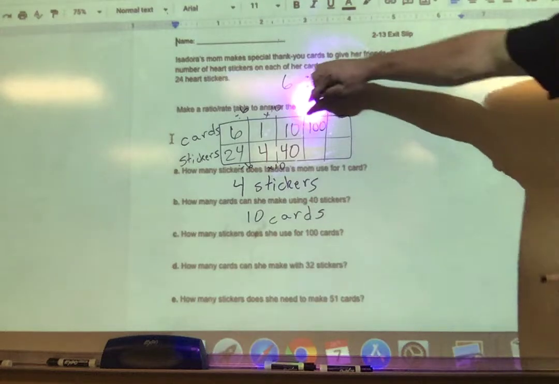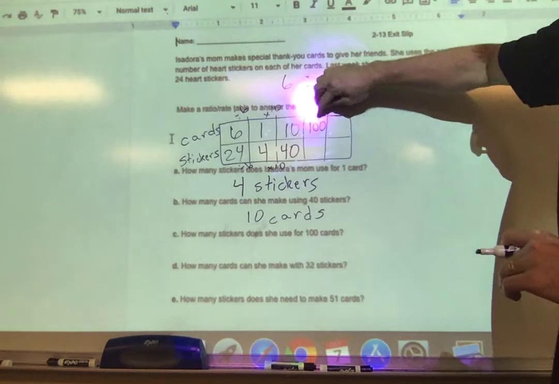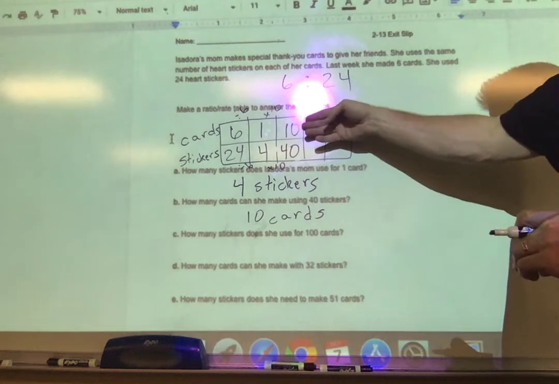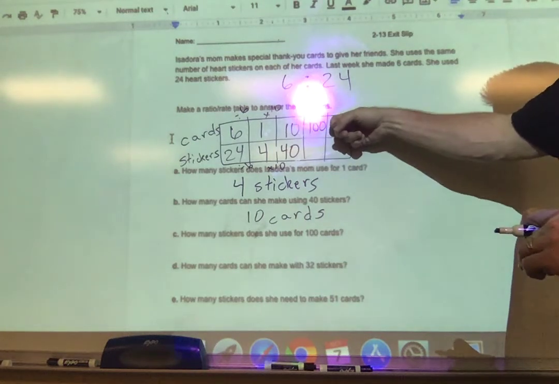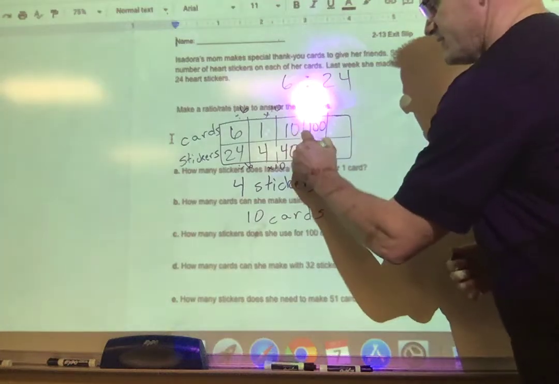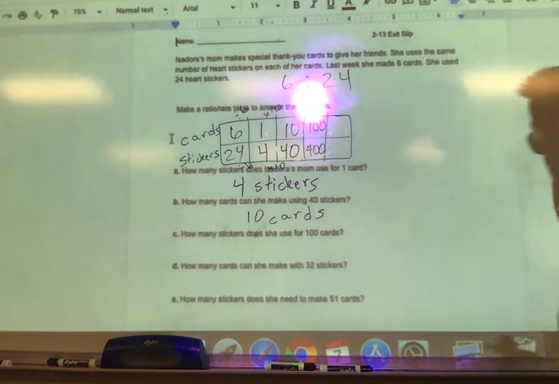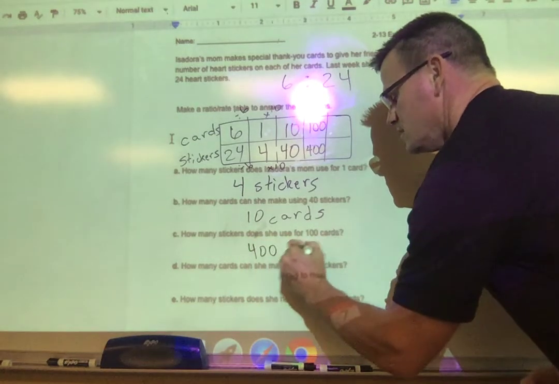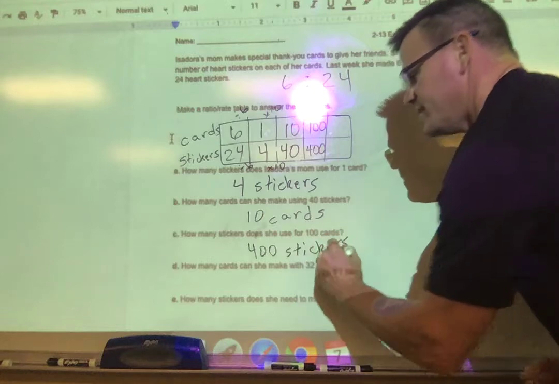And I know I could look from here to here, and I see that it's 10 times bigger, so I could take this times 10. Or I know that I could go times 4 from here to here, like we just did, so I could take 100 times 4, and that would give me 400 in this case. And again, 100 cards with 4 stickers on each, that's 400 stickers. And you just keep following that same pattern.